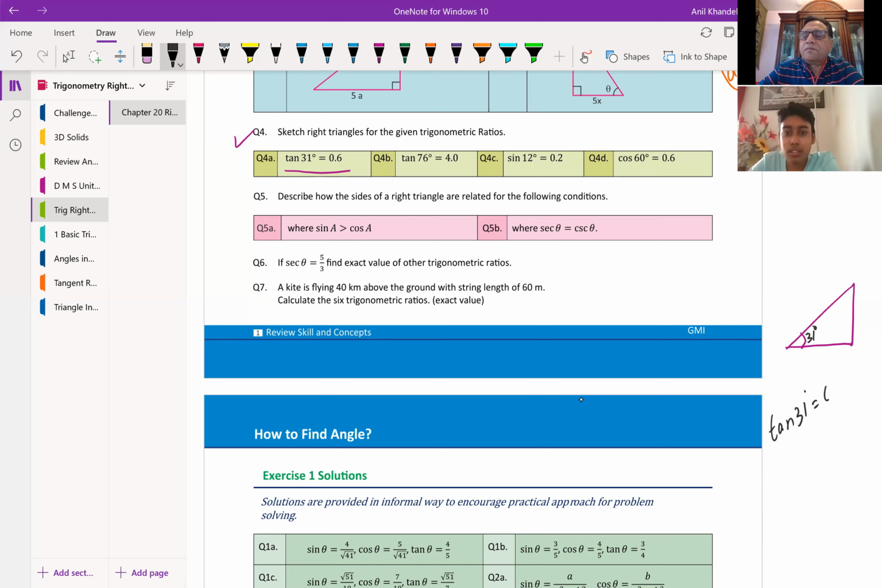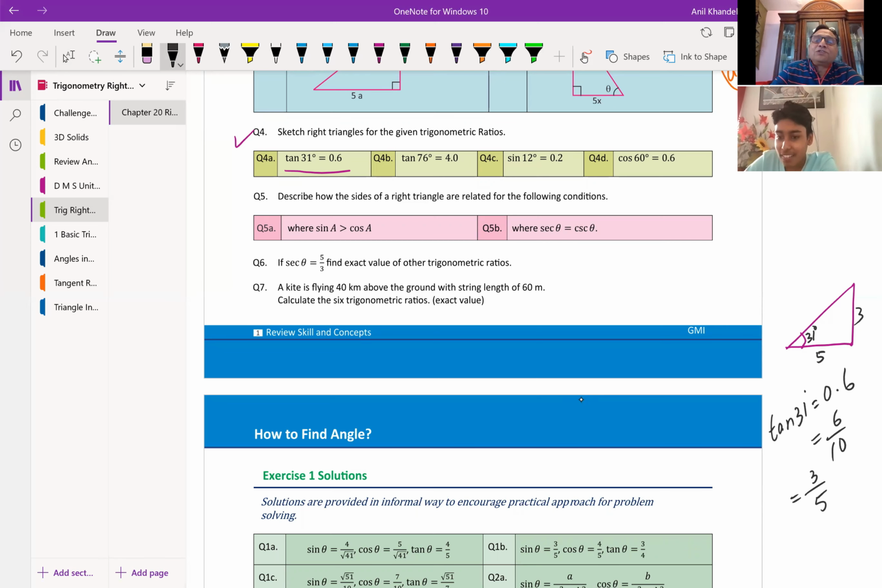So basically it may be 0.6 over 1. Write it in fraction, 6 over 10, which can be simplified to 3 over 5. So it is 3 over 5. Do you understand now? Yes, sir. So that is how you sketch. Tan is opposite over adjacent, I mean, yeah.